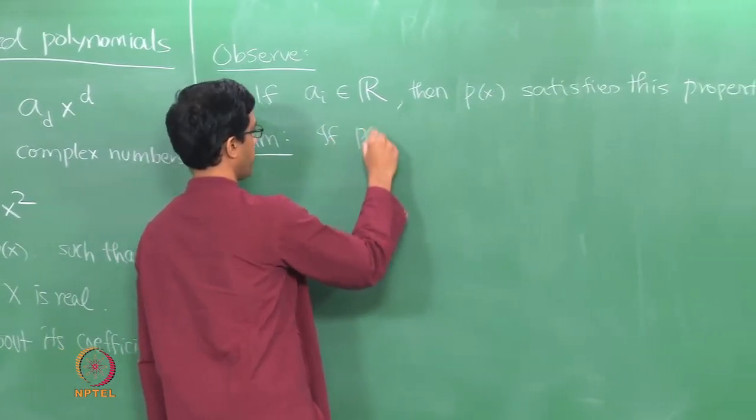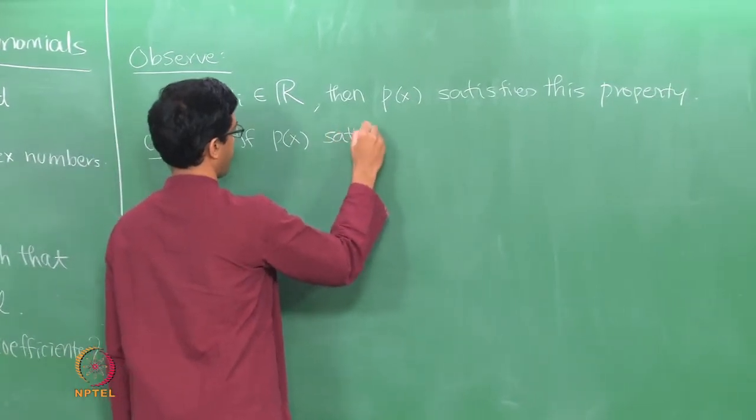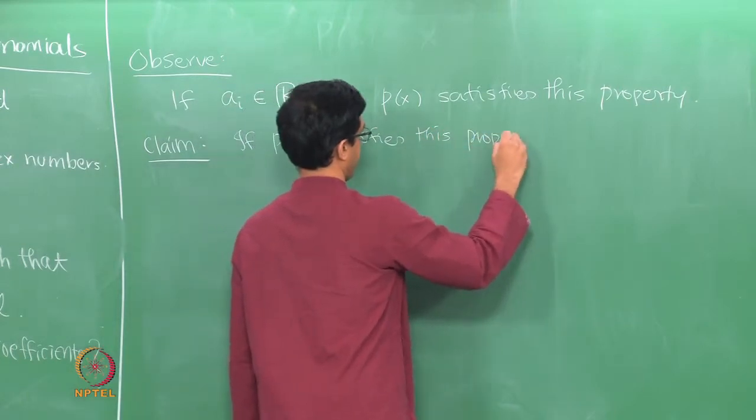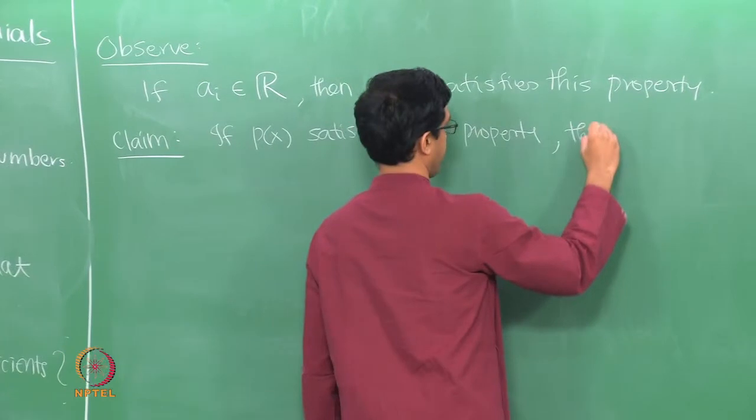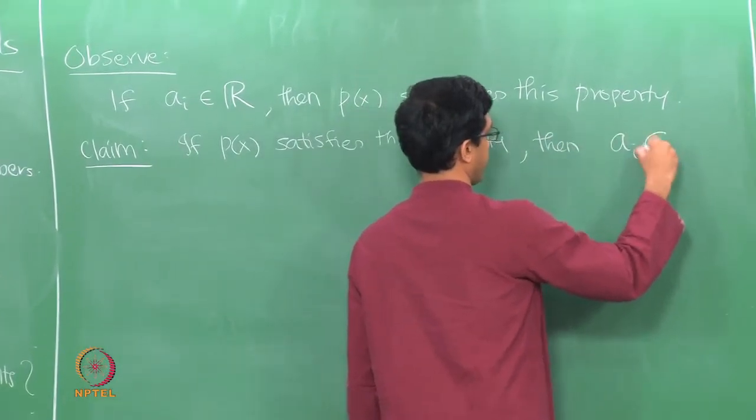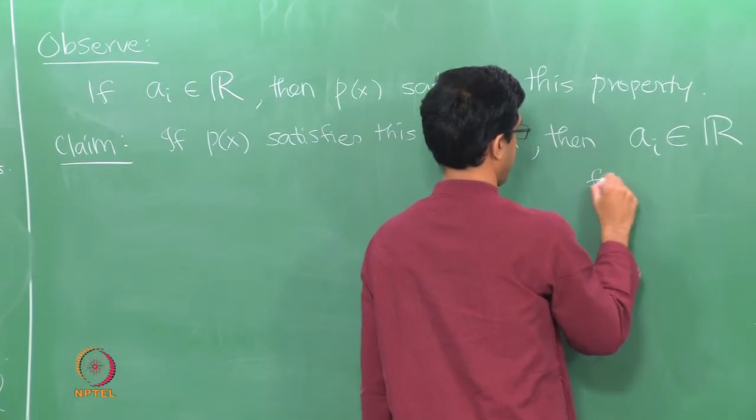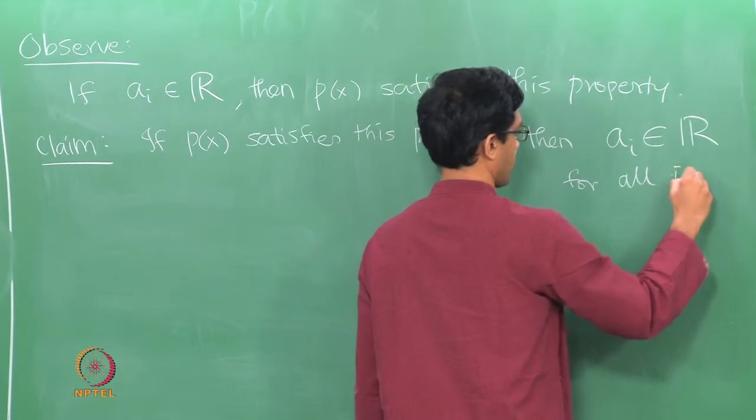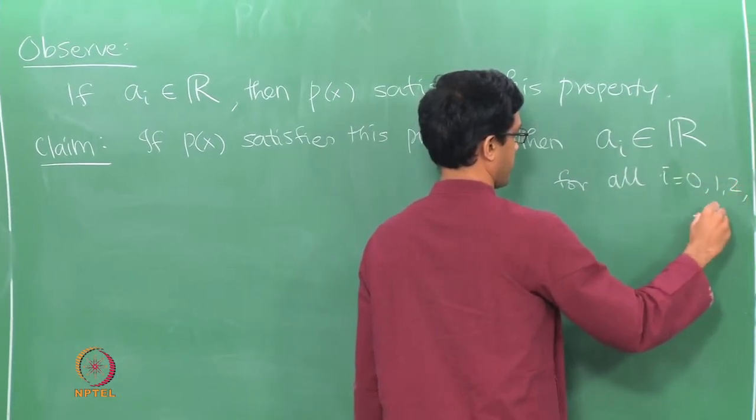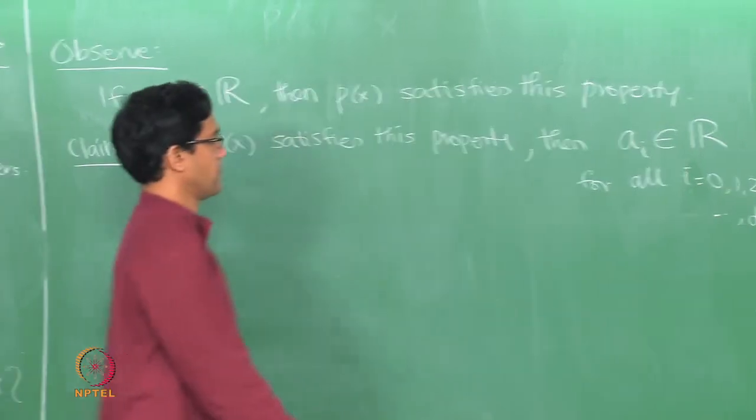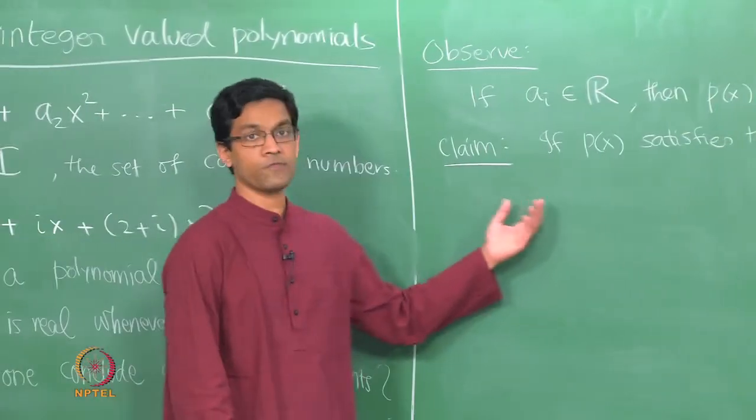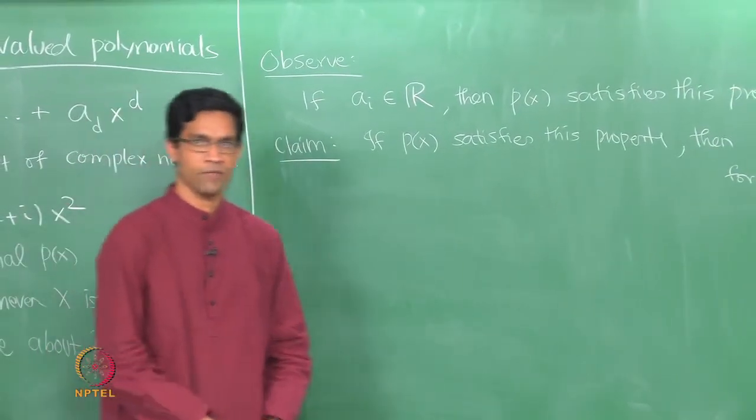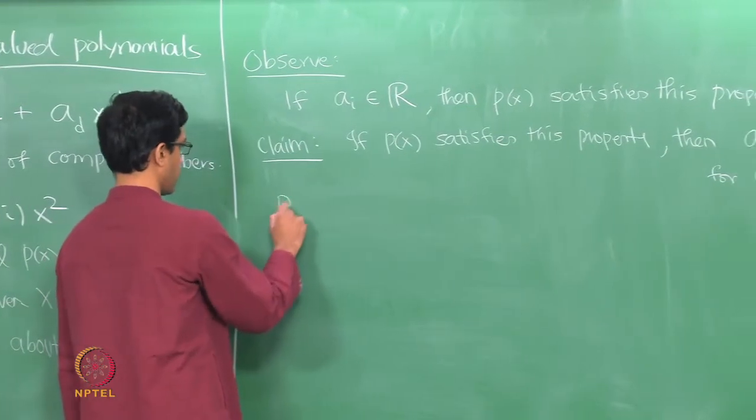In fact the converse is true, that if p of x has this property, then the coefficients have to be real numbers, there is no other way out. So let us try and prove this. The proof itself is rather easy.